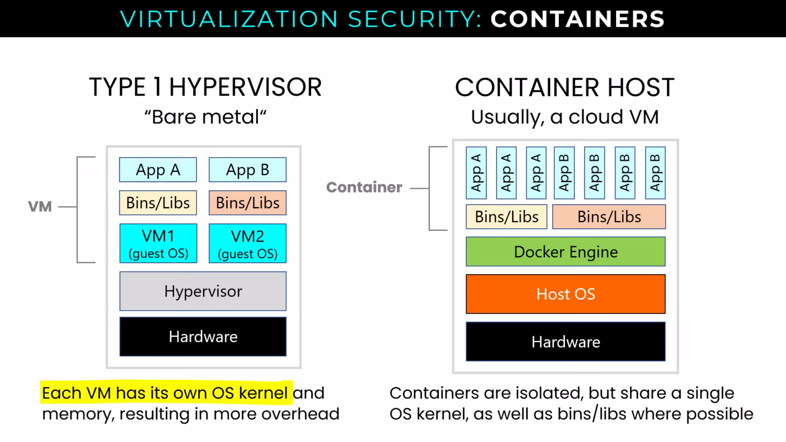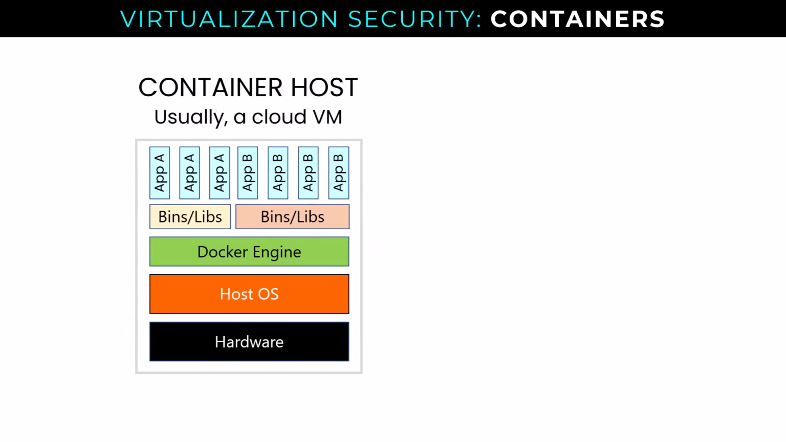So it's about the density. See, each VM has its own OS kernel and memory. It results in more overhead. We can fit fewer VMs on there where containers are isolated, but they share that single OS kernel and as a result use fewer resources. So if we containerize our applications, we can fit more instances on to a single virtualization host, which means greater density, which means more compute for our money.